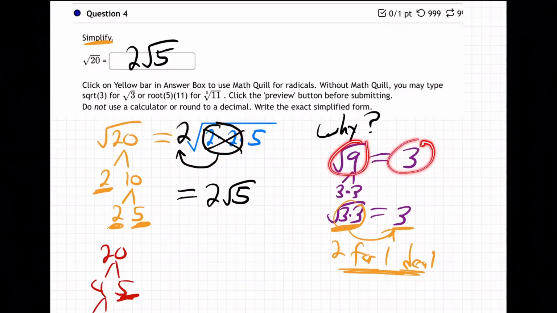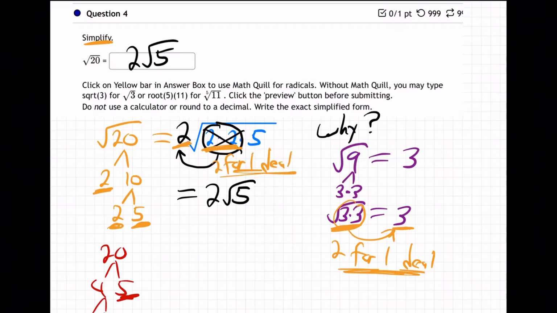Square root of 9 is 3. That was 2 3s inside. 9 is 3 times 3. How many came out? 1 came out. 2 3s inside, 1 comes out. That's what square roots always do. So that's what we do here. 2 2s inside, 1 2 out. So again, it's a 2 for 1 deal. 2 2s inside sends 1 2 outside.